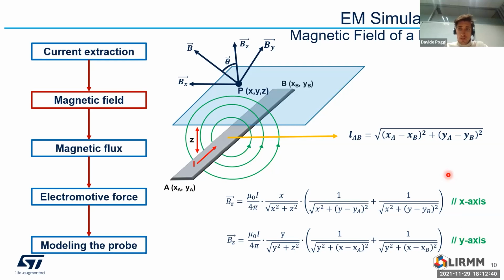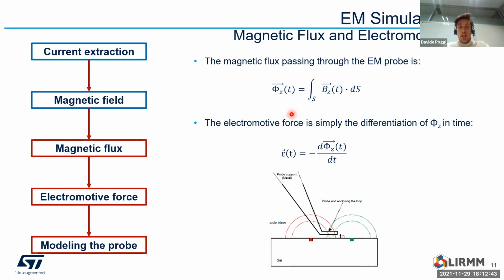And once we have modeled the magnetic field, we have to model the magnetic flux, which simply expresses the number of force lines of the magnetic field that pass through the surface S of the probe. So it's simply an integral of the magnetic field over the surface S of the probe. And then we have to compute the electromotive force. This is simply the variation of the flux in time. We have to compute it because when we have a variation of the magnetic flux in time, a difference of potential is generated across the extremities of the probe. And this is exactly the signal that we record and visualize on the digital oscilloscope.